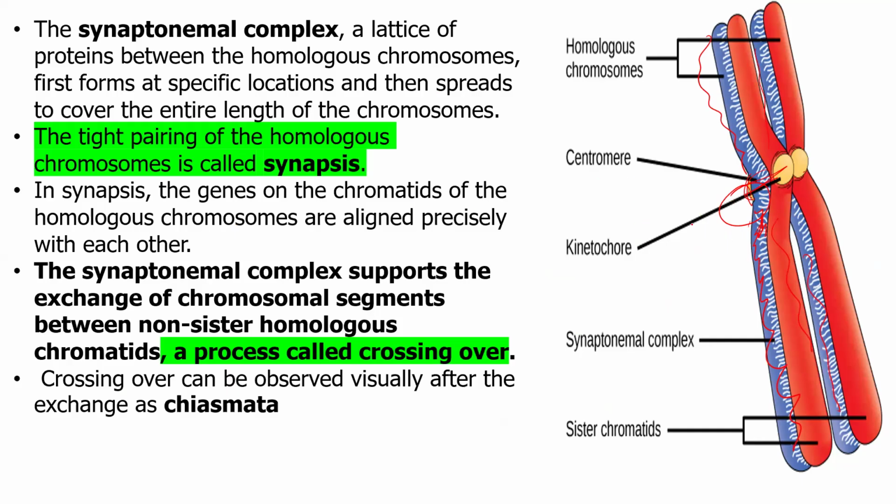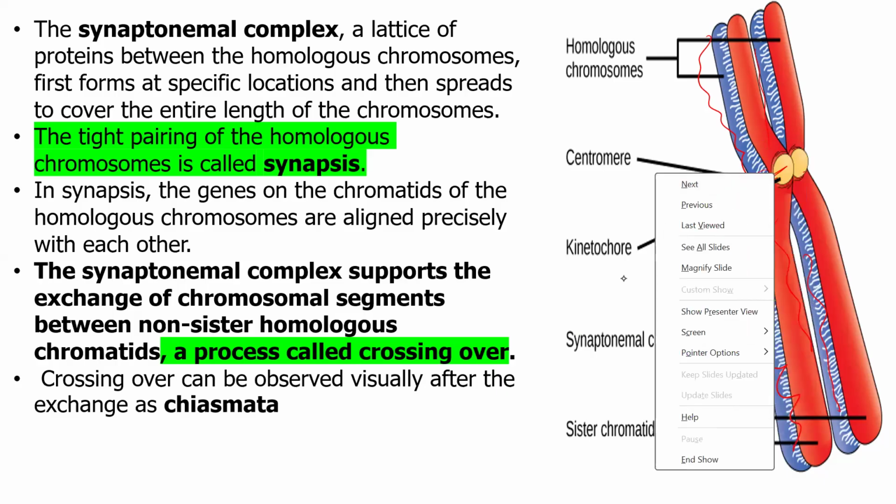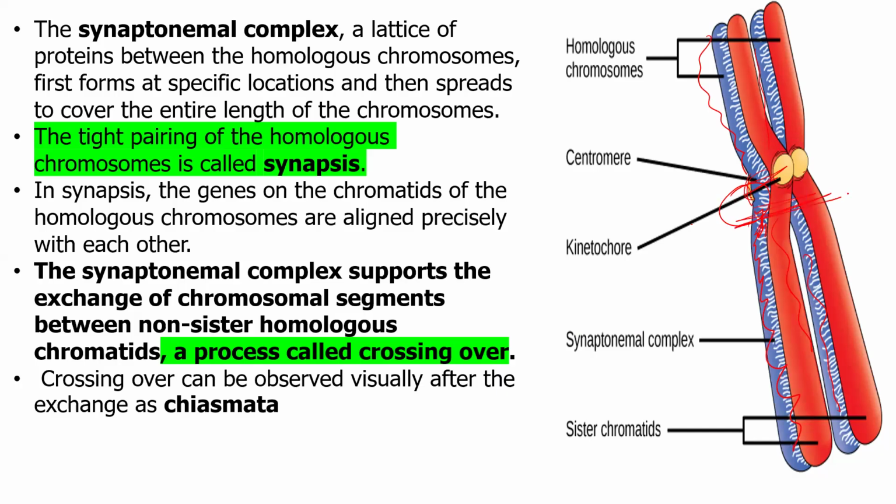In synapsis, the genes of the chromatids of the homologous chromosomes are aligned precisely with each other. So the synaptonemal complex supports the exchange of genetic material between non-sister homologous chromatids, which is called crossing over. It helps in the exchange of genetic material between maternal and paternal chromosomes, non-sister homologous chromatids. Crossing over can be observed visually after the exchange, as chiasmata.